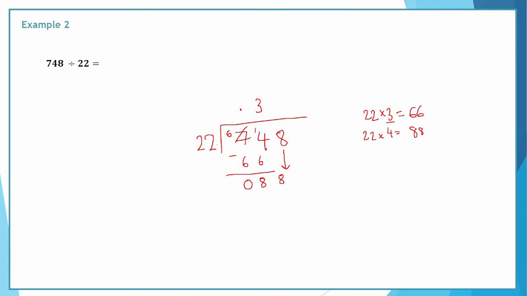So how many times does 22 go into 88? Well, we just saw over here 22 times 4 goes exactly. So it becomes 88. So we put 4 here. And now we can do 4 times 22 to give us 88. Here, subtract, which will obviously give us 0. So we know that there's no remainder in this question. And the final answer is 34. In other words, 748 divided by 22 gives us 34.